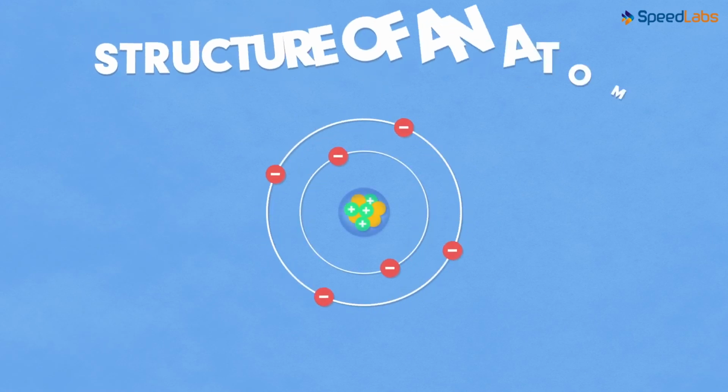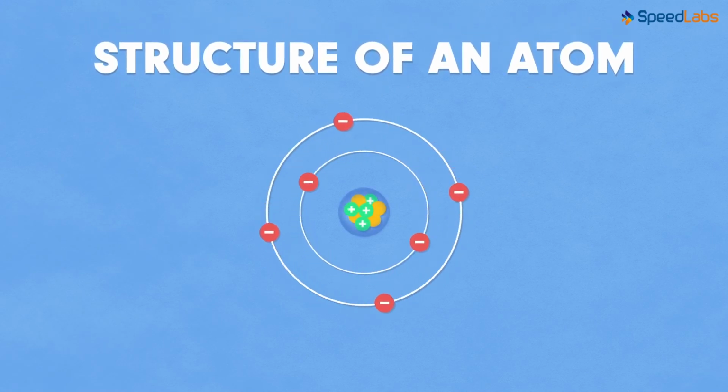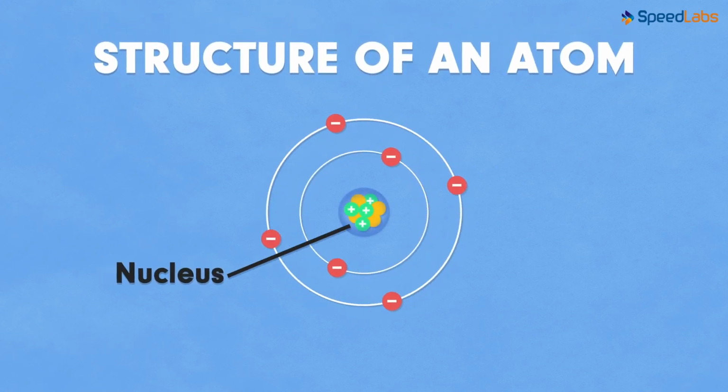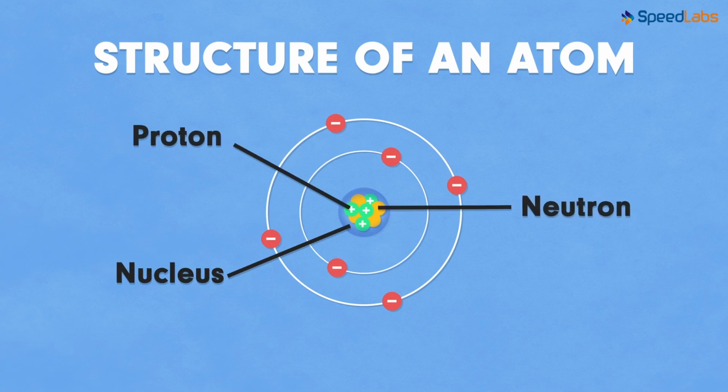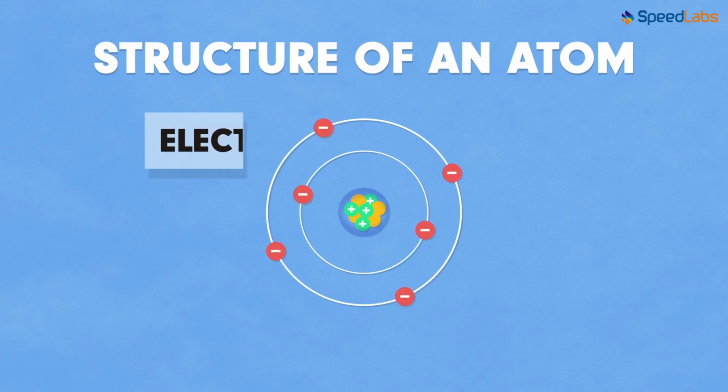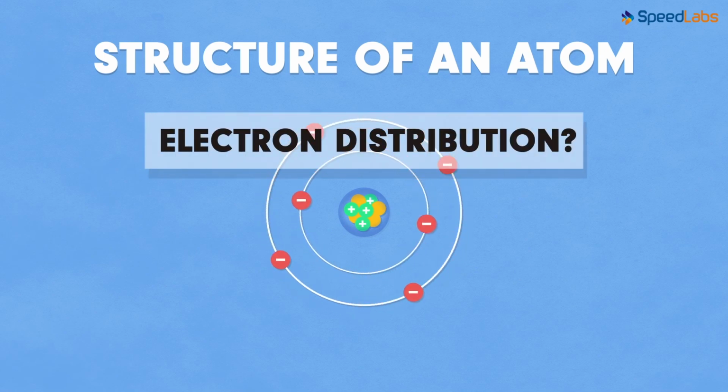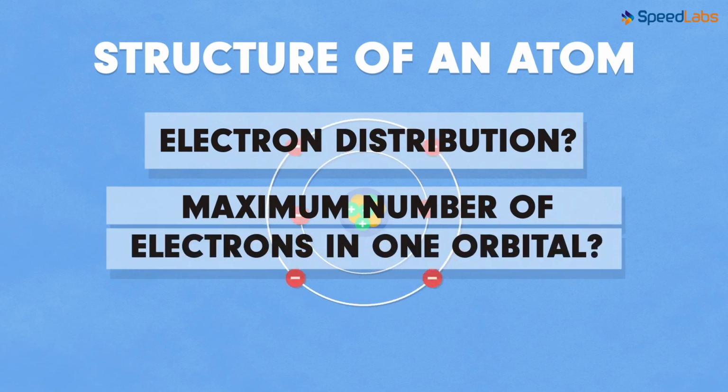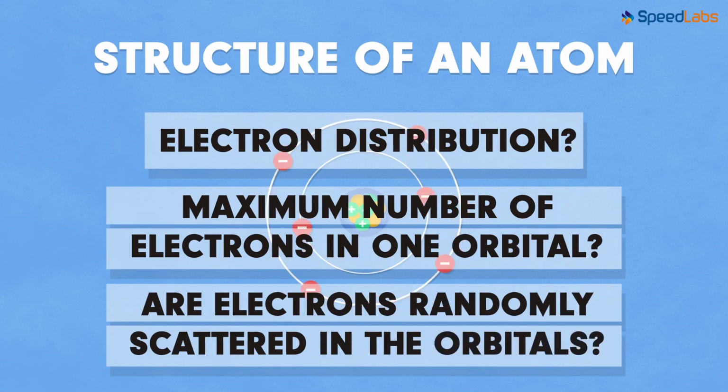Thus, now we have the complete design of an atom. In the center lies the nucleus having positively charged protons and neutral neutrons, while the negatively charged electrons revolve in fixed orbitals around the nucleus. But how exactly are the electrons distributed in the respective orbitals? Is there a way to find out the maximum number of electrons that one orbital can contain? Or is it that the electrons are randomly scattered in the orbitals? Let's find out the answers to these questions in our upcoming video.